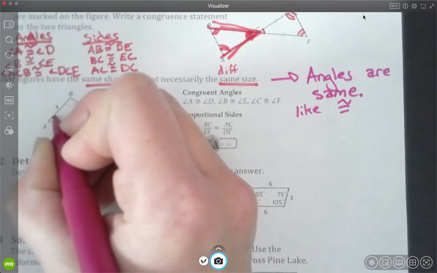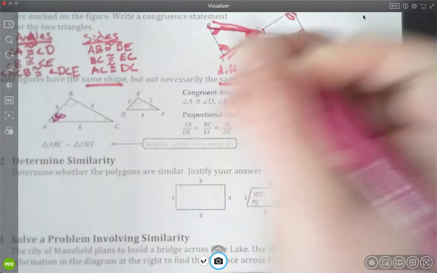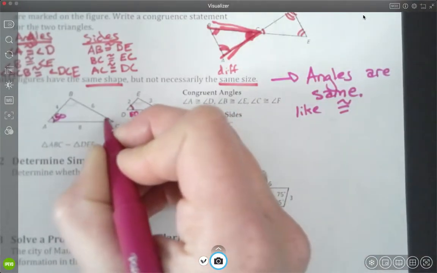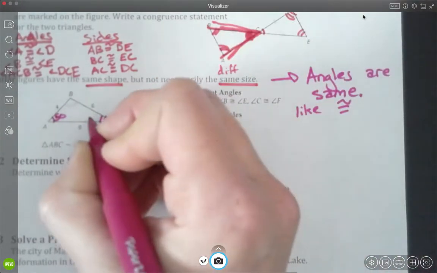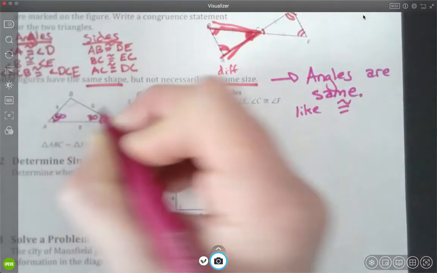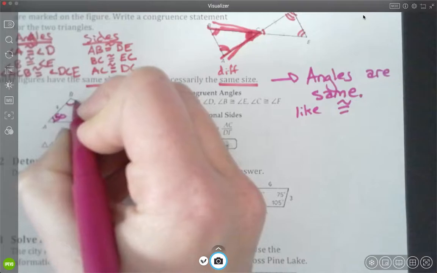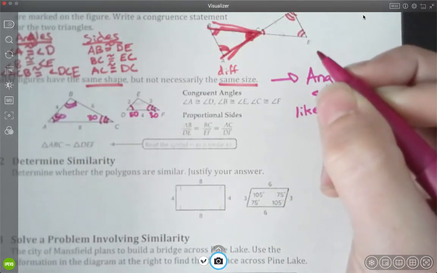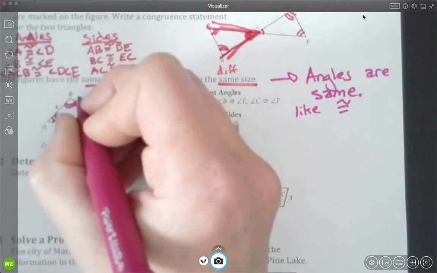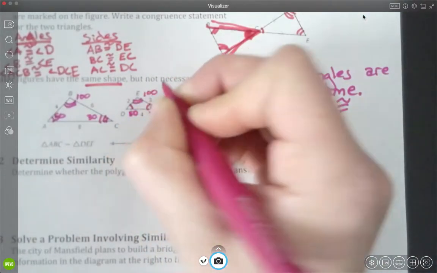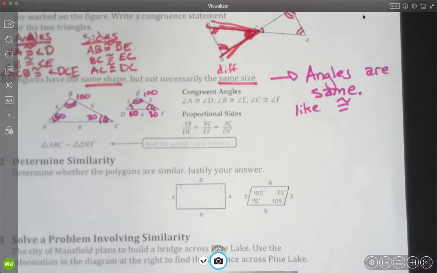So let's say A is 50 degrees. D is also going to be 50 degrees. Okay? C has 3 tick marks. Let's say C is 30 degrees. F is going to also be 30 degrees. If E is, what's E have to be? 100 degrees. Then the other one has to be 100 degrees.